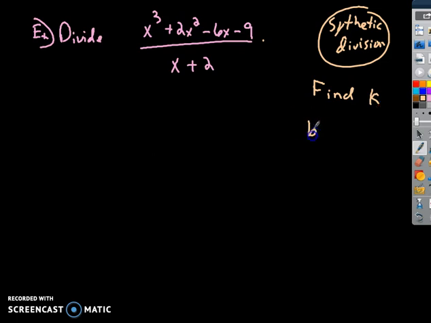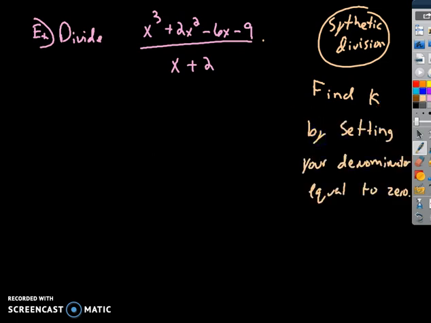You find k by setting the denominator equal to 0. So the denominator is x plus 2, so put x plus 2 equals 0. Subtract 2, x is negative 2. If x is negative 2, then k is negative 2, and that's the number we want.